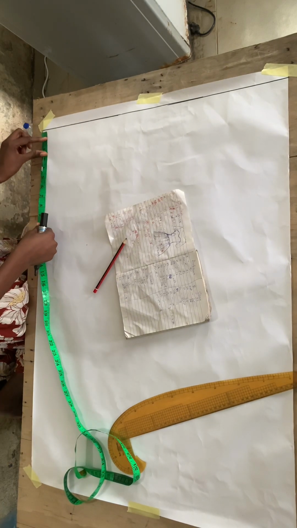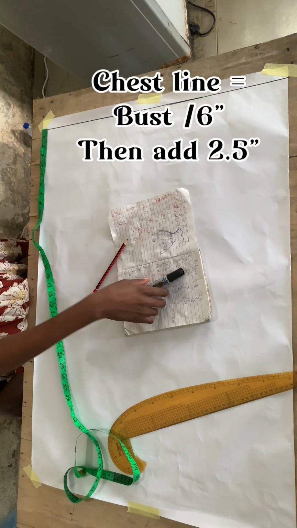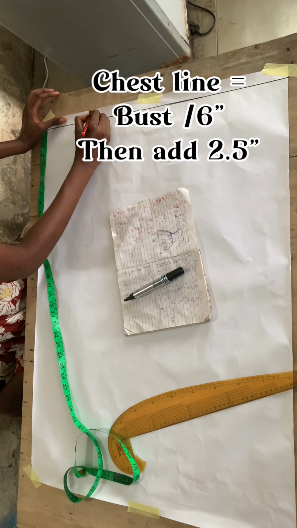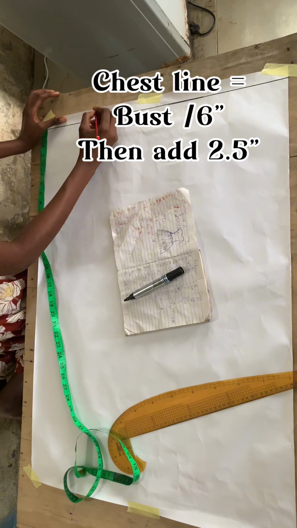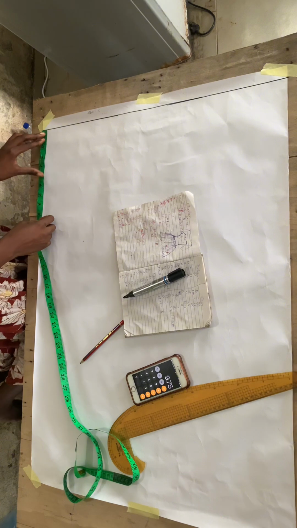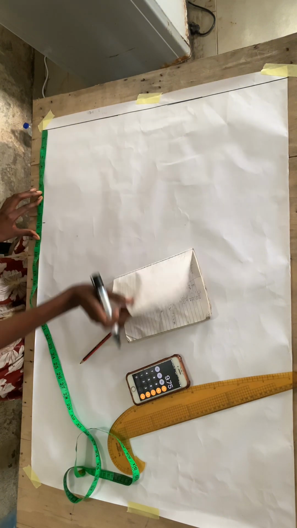So the first line we're going to draw is actually our chest line. You cannot measure your chest line, but your chest line is derived. Your chest line is your bust divided by 6. Then you add 2.5. So my chest line measurement is 9.75.